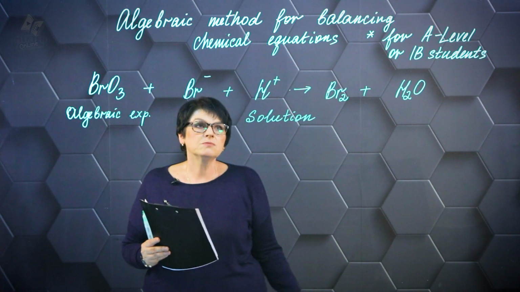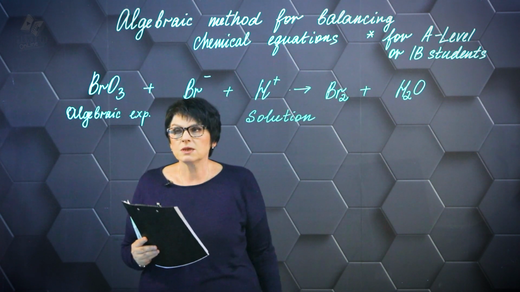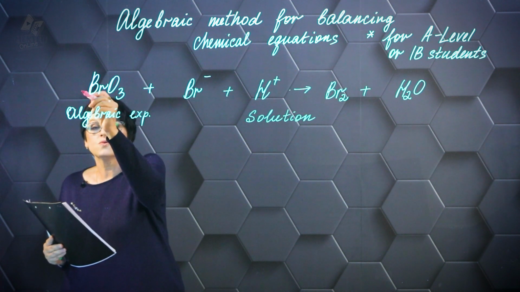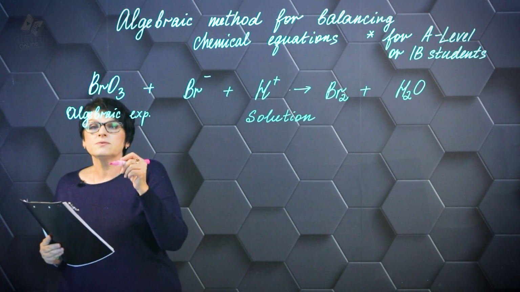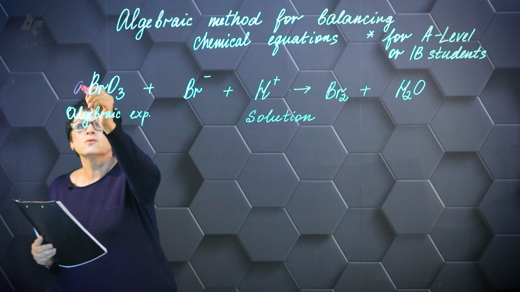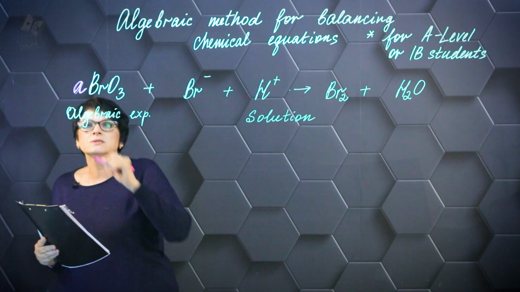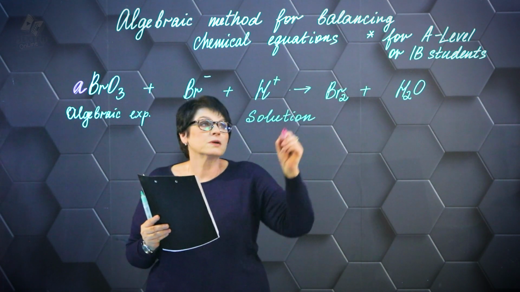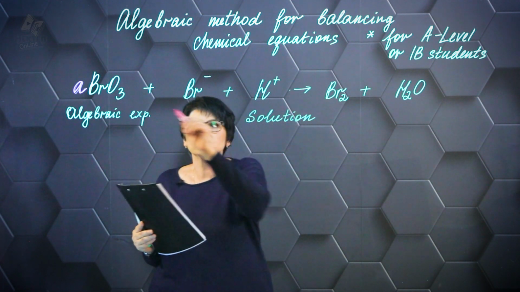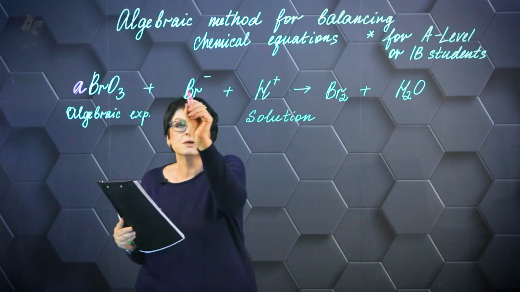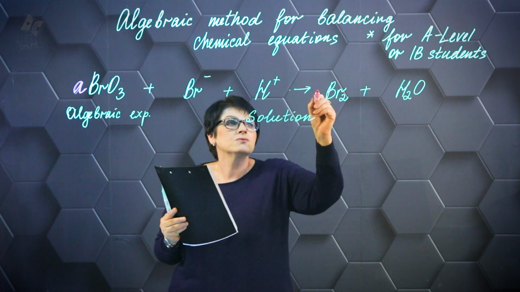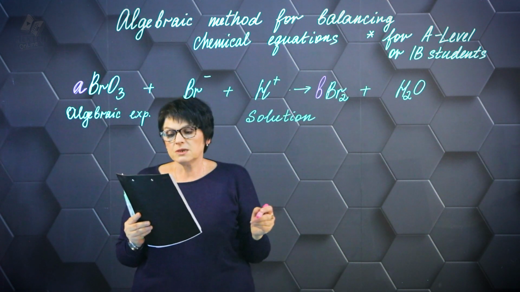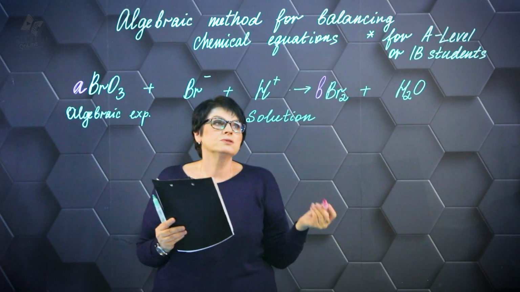So let's remember that first we have to put letter coefficients in front of the formulas. In front of BrO3, we'll put the coefficient A. Now next, in front of the formula Br2, which is bromine, let's put the coefficient B here. Now let's find out what coefficients we're going to put in additionally.